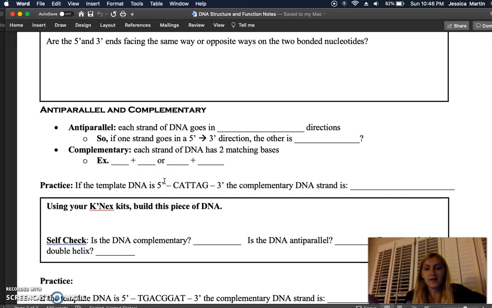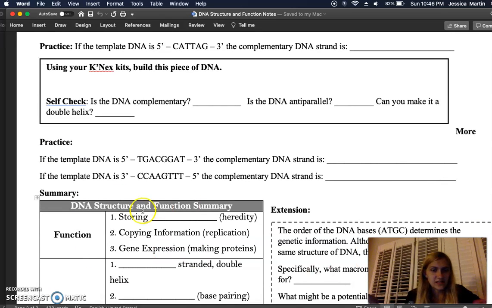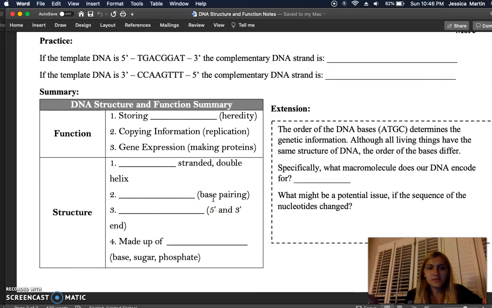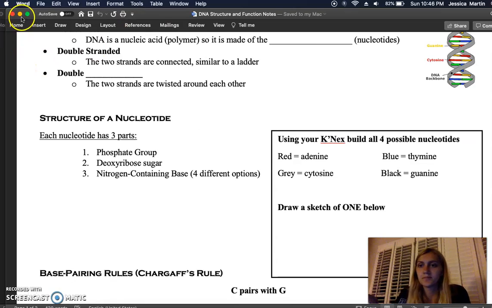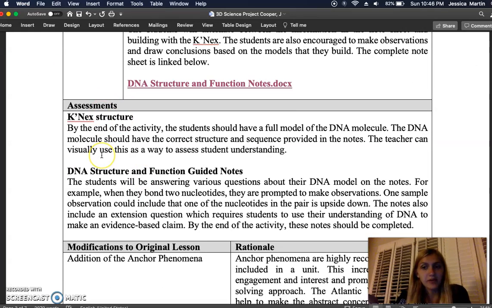And they can do a little self-check to make sure, does their model show all of those structural features of DNA? And there's a little summary and a little extension for the students as well. So this would be something that we start together as a class, but then they finish up within a partnership. All right, so again, I would use both the physical model and that note sheet as kind of a formative assessment of how they're doing.